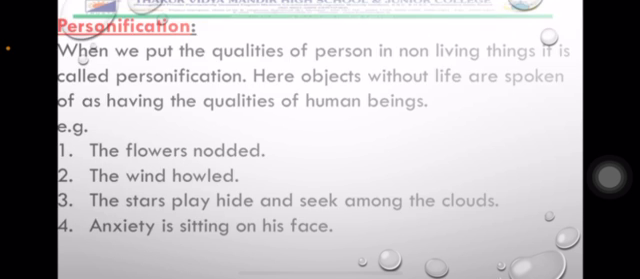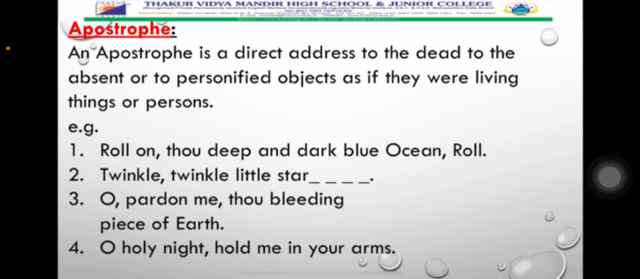The next figure of speech is apostrophe. An apostrophe is a direct address to the dead, to the absent, or to a personified object as if they are living things or living persons. You may feel it is the same as personification. No, it is a little different from personification.